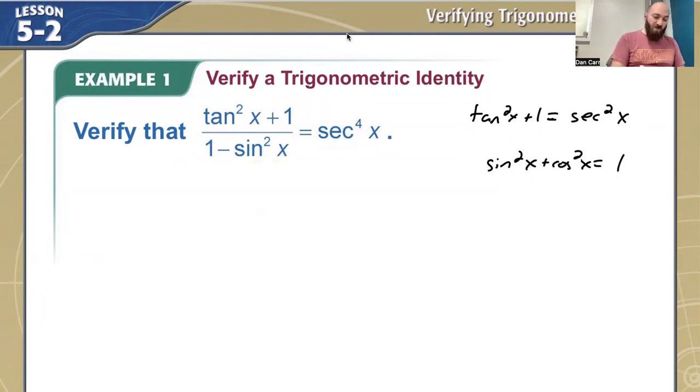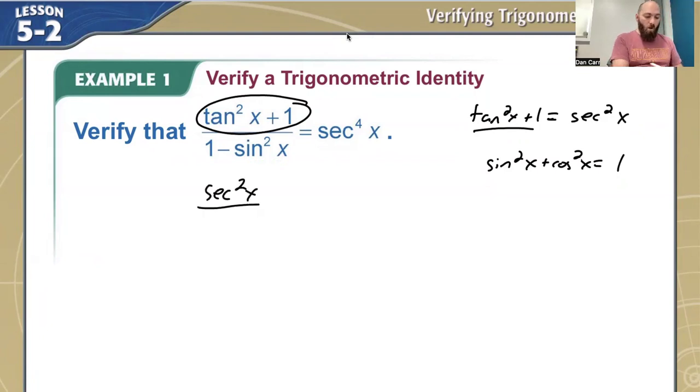So first thing, this is my tangent squared x plus 1. I'm going to replace tangent squared x with secant squared x. 1 minus sine squared of x is the same thing as if I take this and just subtract it over. So cosine squared of x equals 1 minus the sine squared of x. That means I can replace 1 minus sine squared of x with cosine squared of x. From here, I'm going to keep going and see if I come up with secant to the fourth of x.